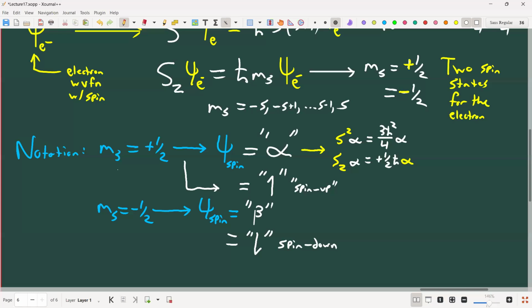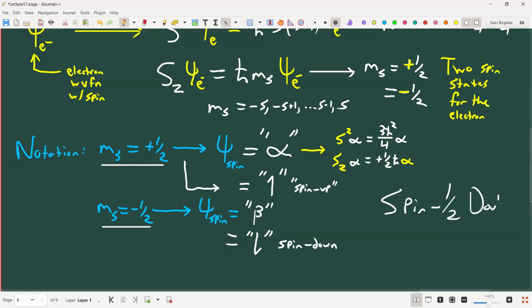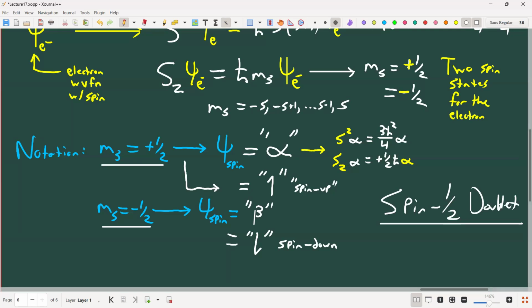Okay. So these are the two states. We call this the spin 1/2 doublet, right? Because it has two states. Spin 1/2 doublet. And this is the basis of NMR. Now we're looking at the electron here. NMR is about the nucleus, the proton. NMR is about the splittings of the ms states of the proton. The proton is also spin 1/2. And it also has alpha and beta, or spin up and spin down states.